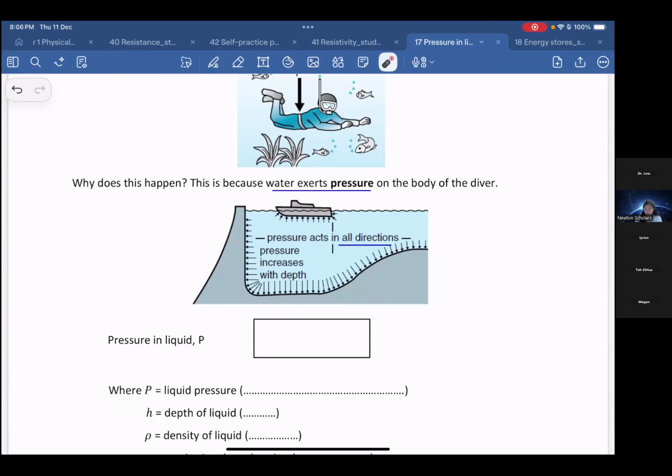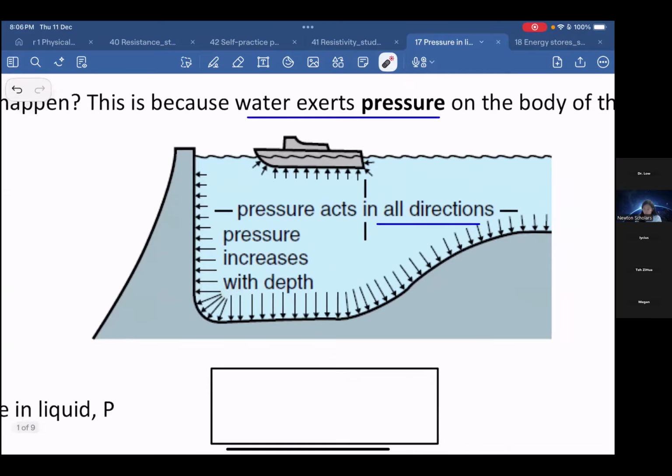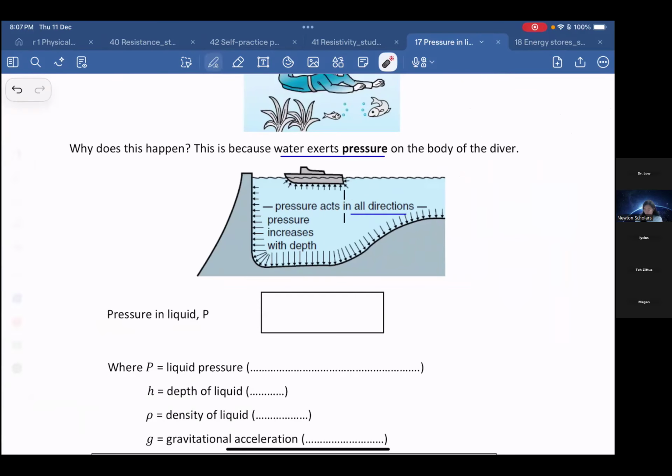You see the arrow sizes here. This one is short, and here it becomes longer, and here longer still. Why? This shows the magnitude of the pressure. When we go deeper, they will experience higher pressure, more pressure.